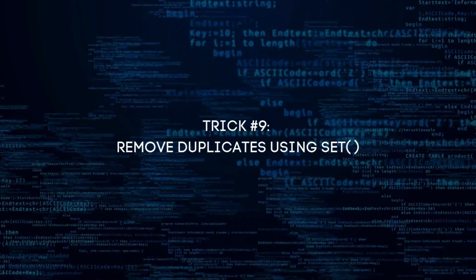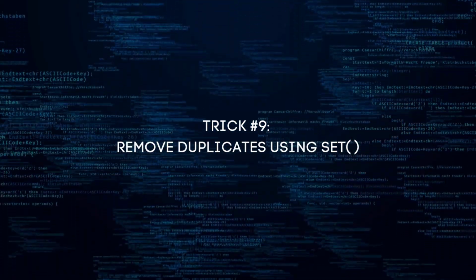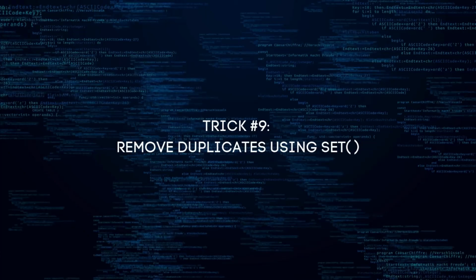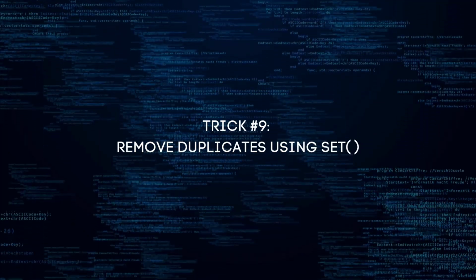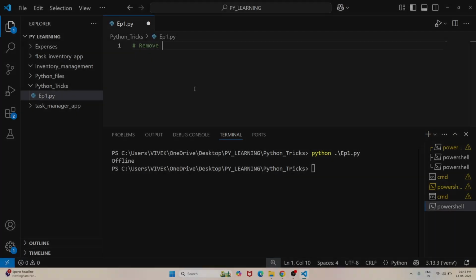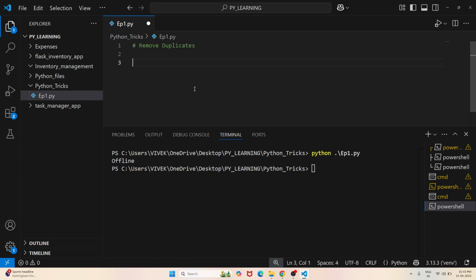Want only unique values in a list? Use a set to remove duplicates. In this example, I've created a list of duplicate values, and I'm going to remove the duplicate values using set and converting the final output into a list.